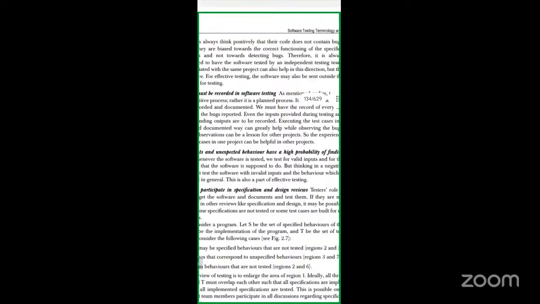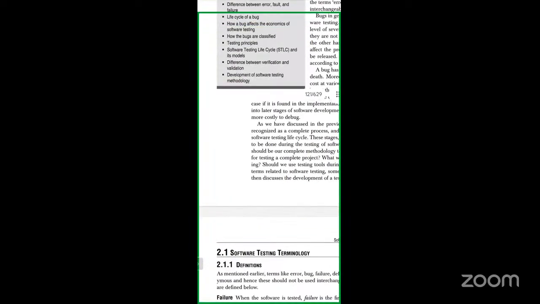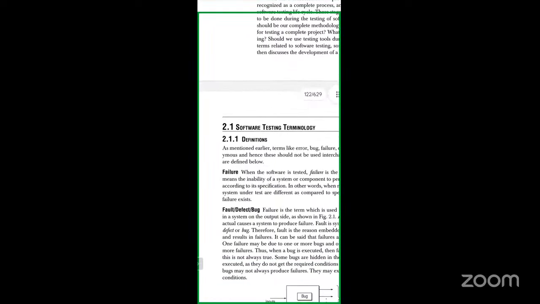So this is related to the software terminology and its importance in software testing. Okay. So is it clear, guys?